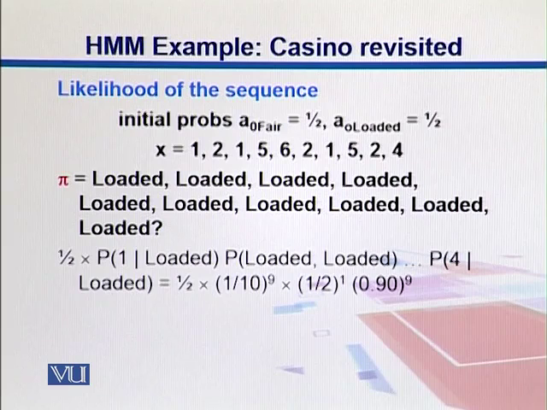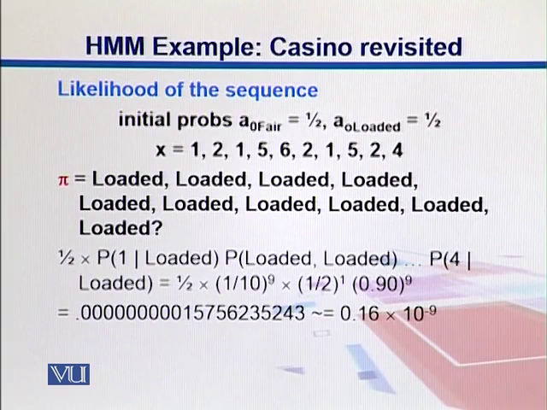In the same way we will have the state transition probabilities, since we are assuming that every position is loaded. We are interested in all trials being based upon a loaded die. So we will put 0.9 and multiply it 9 times. When we calculate that, the probability goes to 0.16 times 10 to the power minus 9.